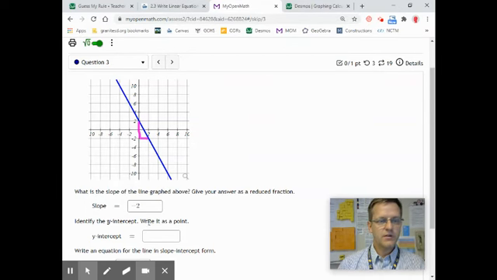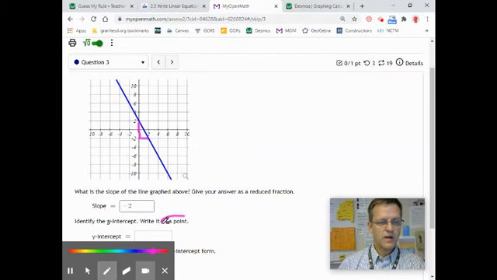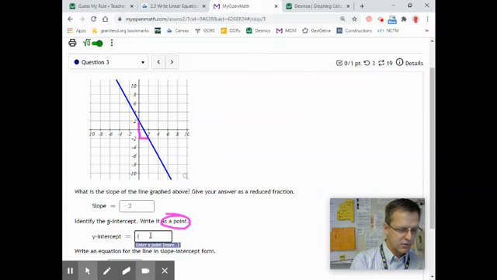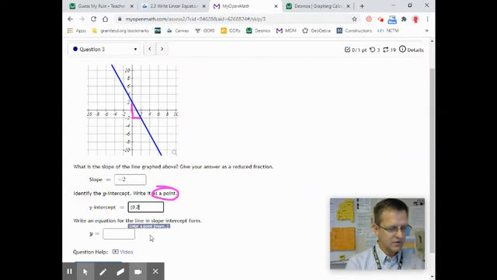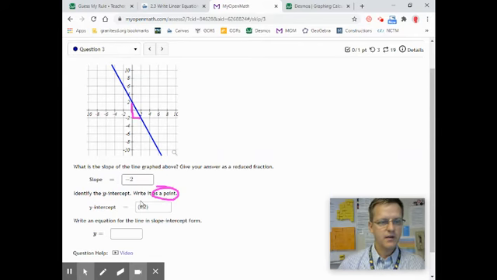Now what about the y-intercept? Write it as a point. So this is 2, but when it says write it as a point, we need to write it like this. Parentheses 0, comma 2, and that's like its whole name as a point. 0, comma 2 with parentheses.